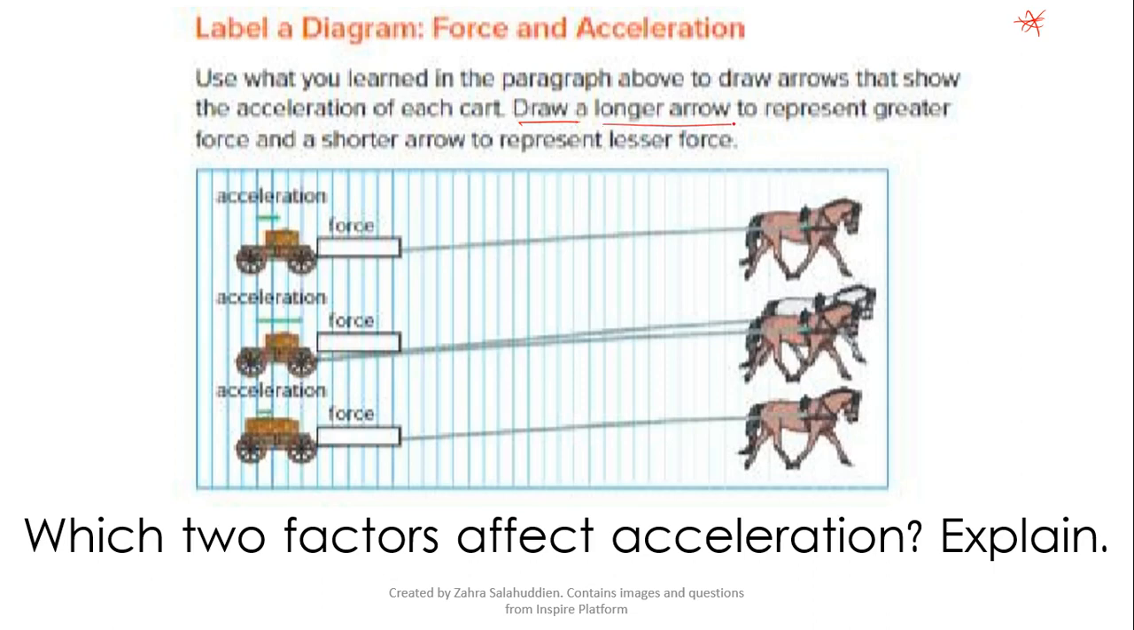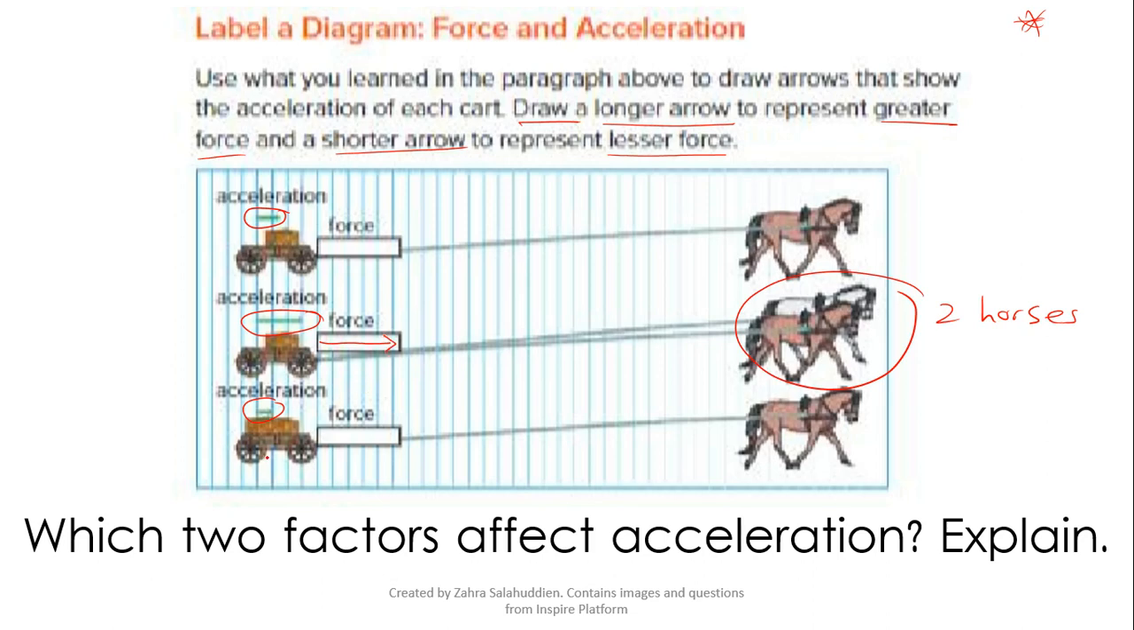draw a longer arrow to represent the greater force and a shorter arrow to represent the lesser force. So we already learned that force and acceleration are related. So look at the arrows of your acceleration. We learned that if there is more force, there will be more acceleration. So let's look at which one has the greatest acceleration. It's the one with the two horses, right? So two horses means it's going to pull it faster. So I will put the longest arrow over here.